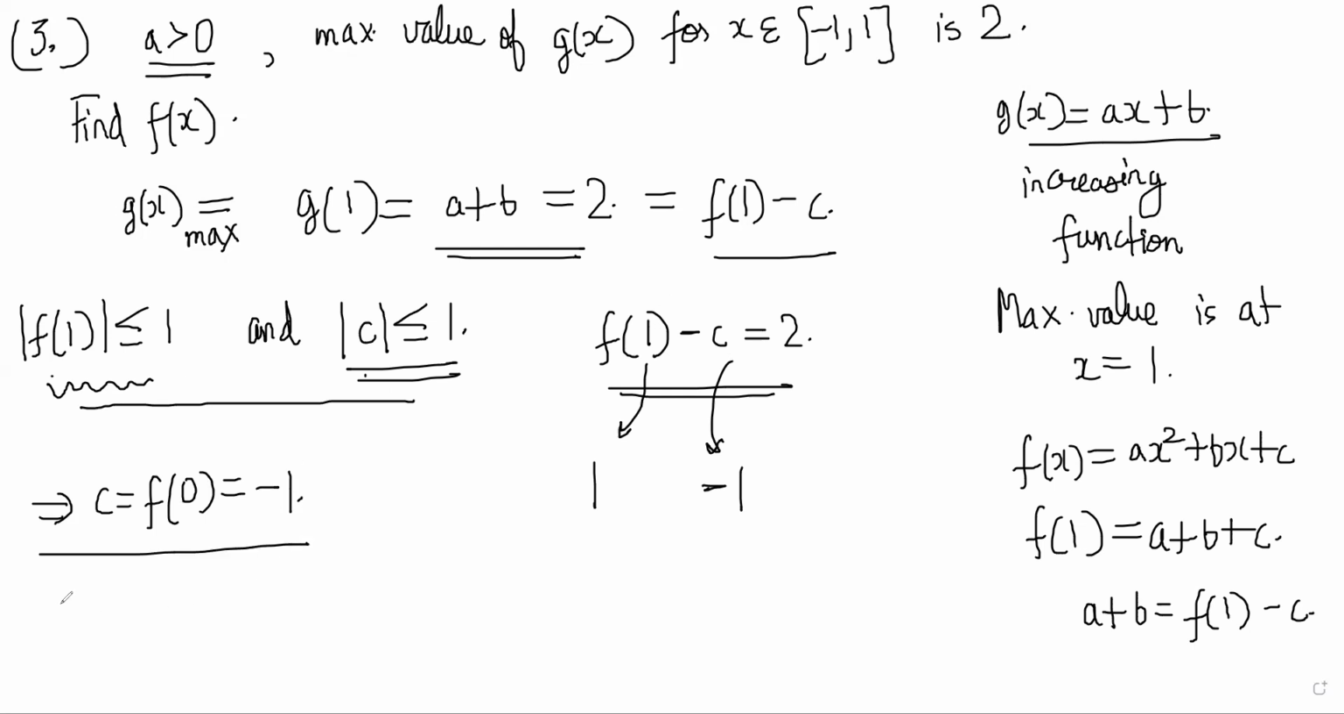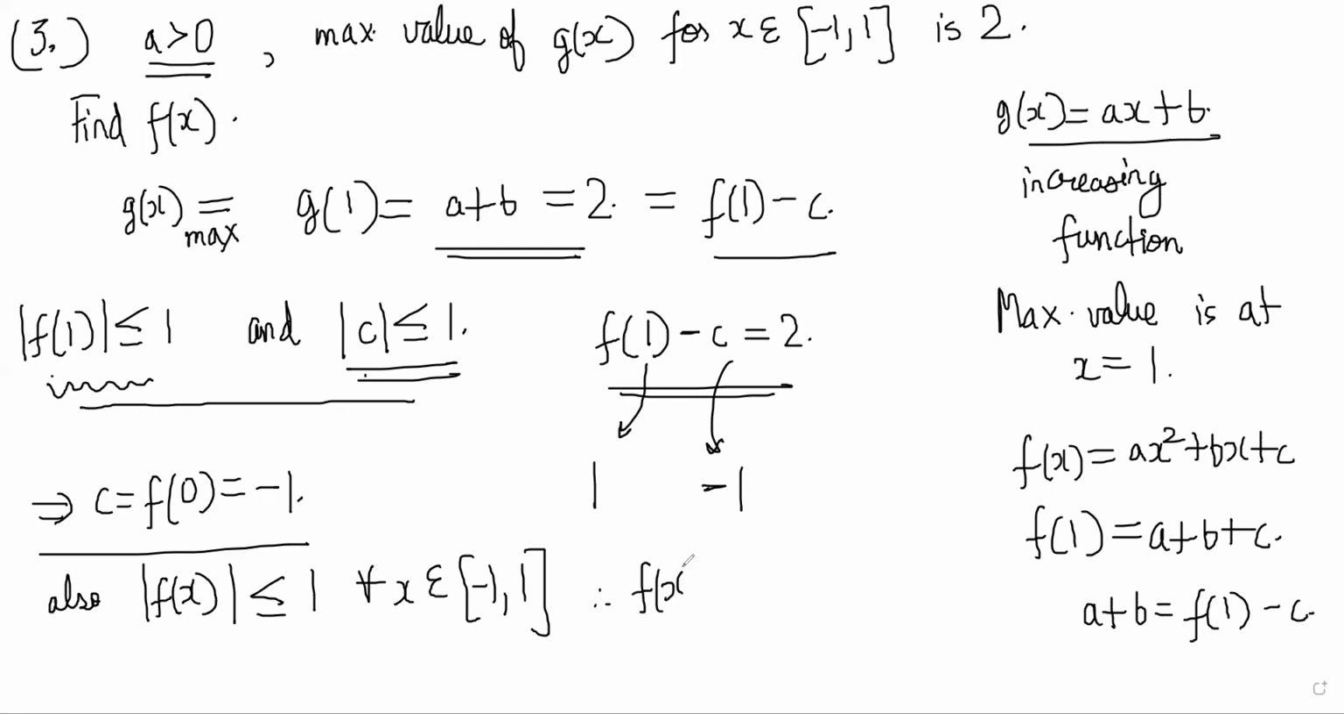Great. Also, we have been told that mod of f of x is less than equal to 1 for all x belonging to minus 1 to 1, right? Therefore, f of x is going to be always greater than equal to f of 0, which is equal to c, which is equal to minus 1, right? f of x is always greater than equal to this c value, which is the f of 0, right? So that means that the c value or the f of 0 value is the lowest possible value of the quadratic function in this interval.